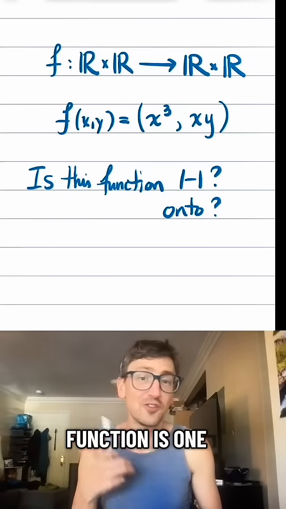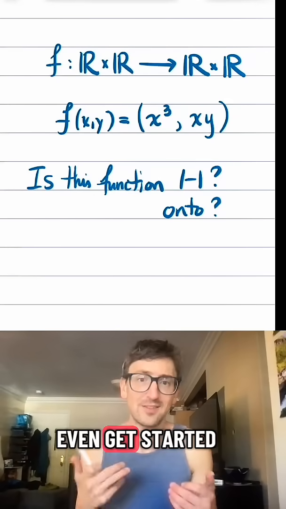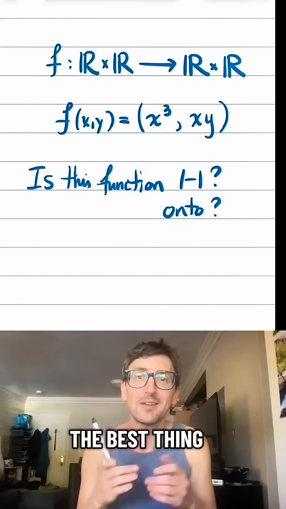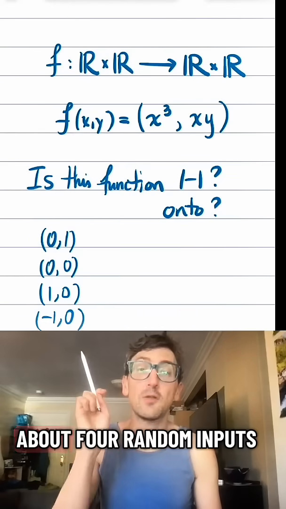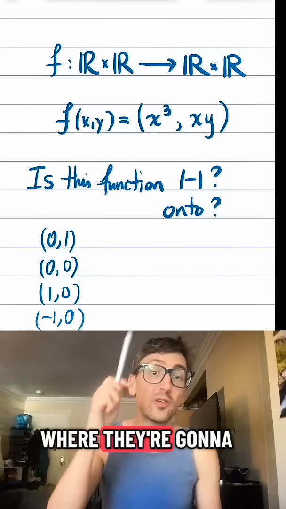How do we check if this function is one-to-one or onto? How do we even get started? Well, I tell my students the best thing to do is just do some examples and see what happens. I might tell them to think about 4 random inputs and think about where they're going to go as outputs.